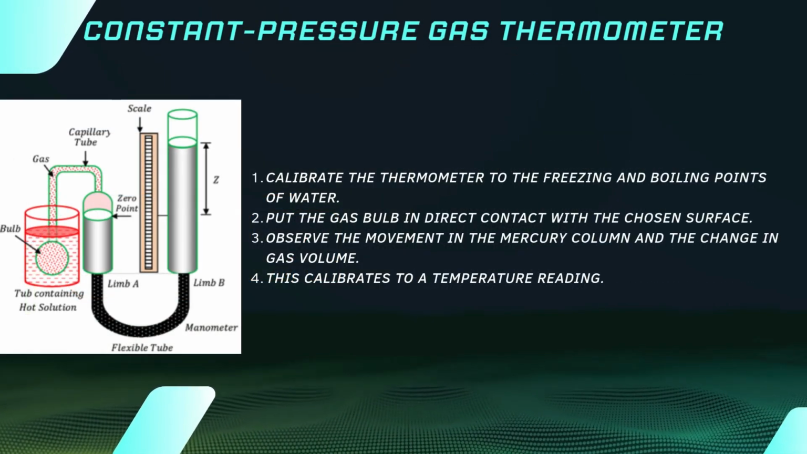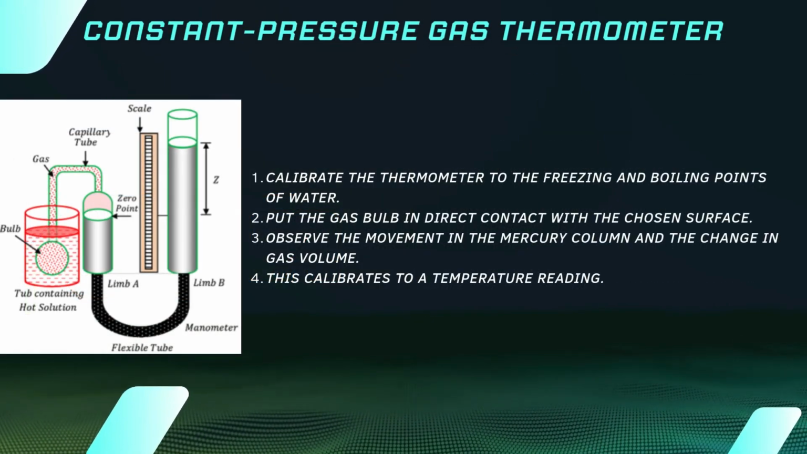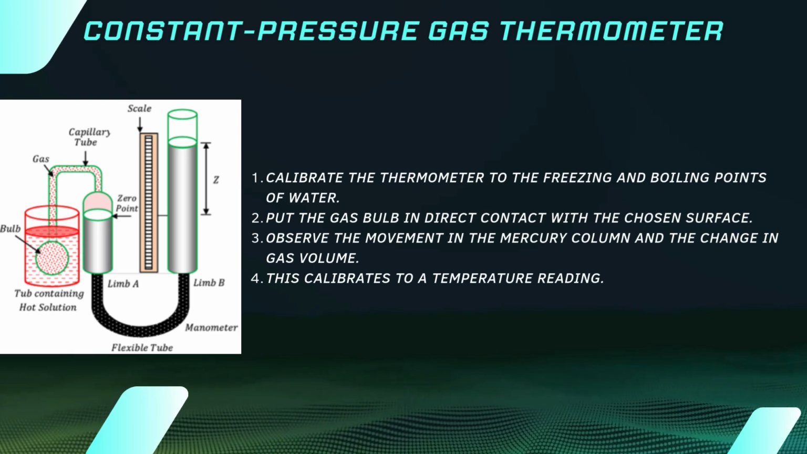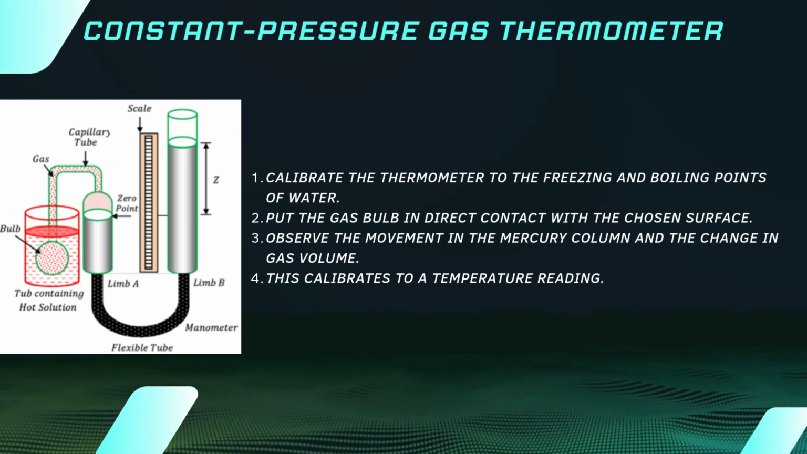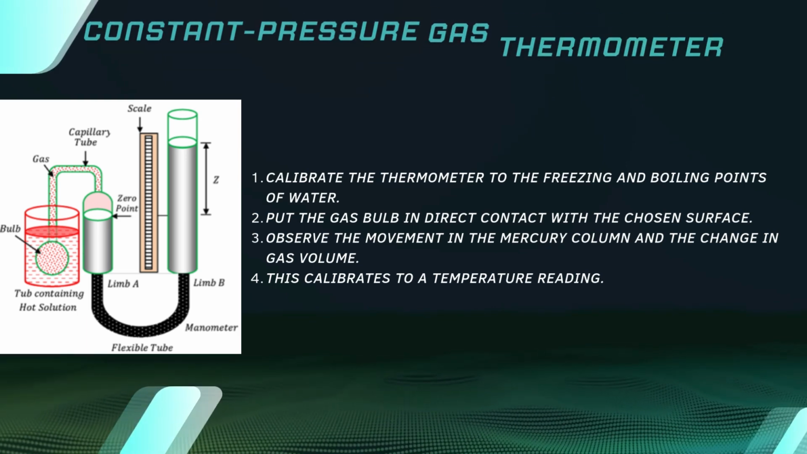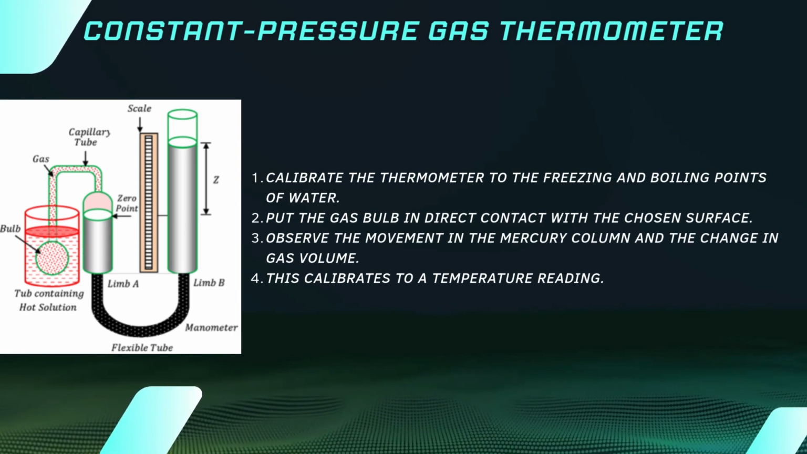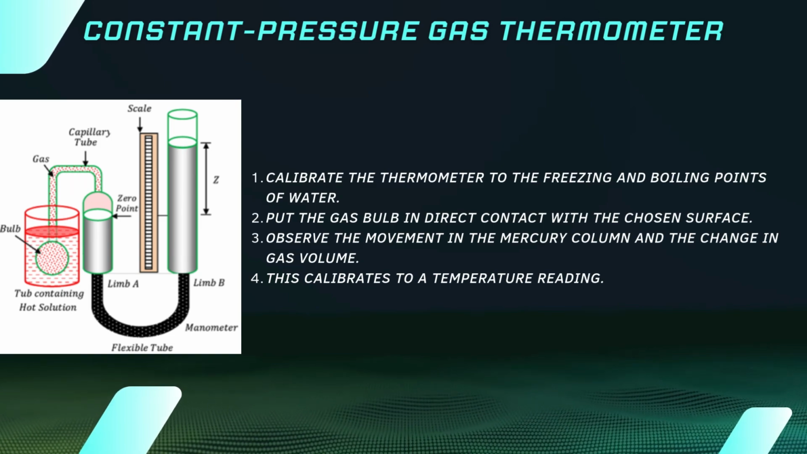The constant pressure gas thermometer is calibrated to the freezing and boiling point temperatures of water. Put the gas bulb in direct contact with the surface you chose to measure the temperature. Observe the movement in the mercury column and the change in gas volume. This calibrates to a temperature reading.